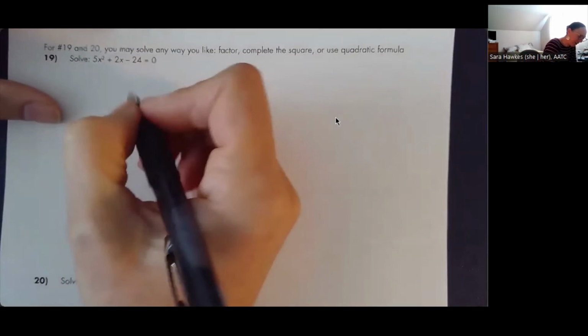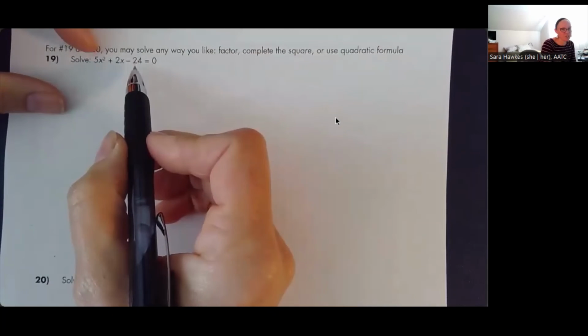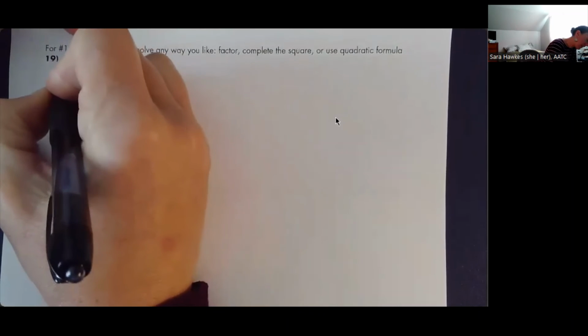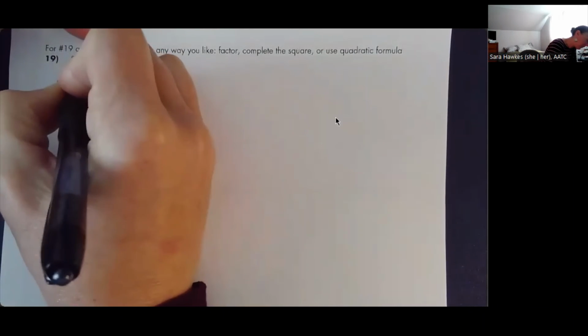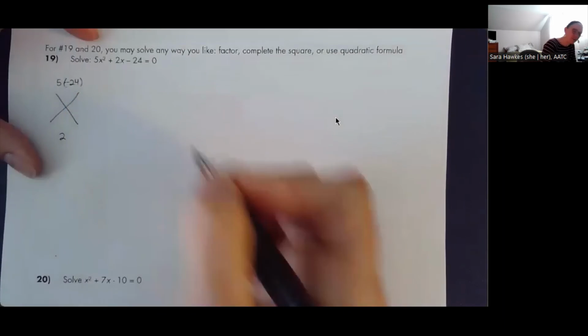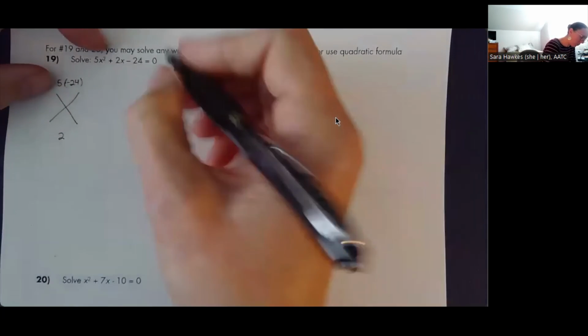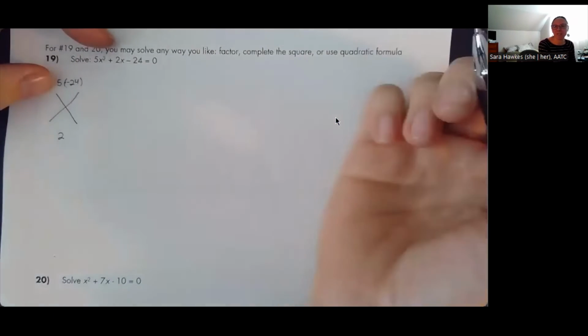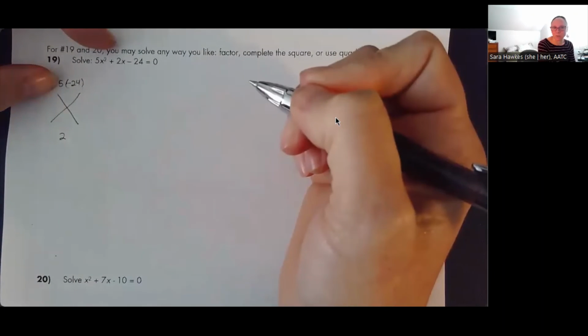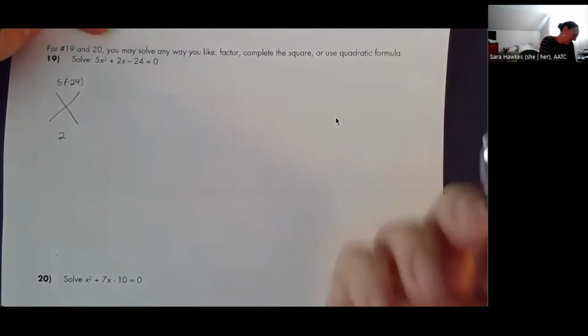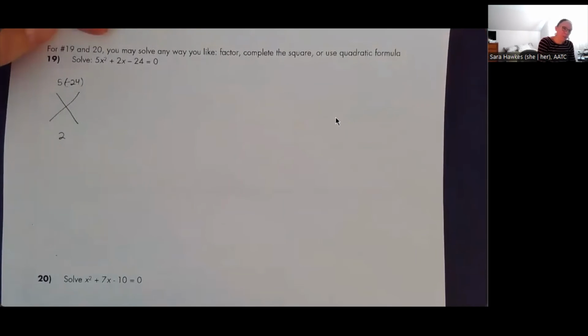And part of that is that if I were going to try to factor this and do our X box here, I would have 5 times negative 24 and then a positive 2. 5 times 24 maybe feels kind of gross to be trying to factor back out. I don't know. Or if I use quadratic formula, I'm going to have big numbers inside of the square root. Neither one's super ideal, but I'm going to go ahead and try for quadratic formula just for fun.